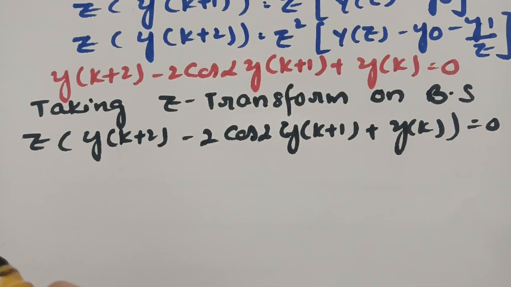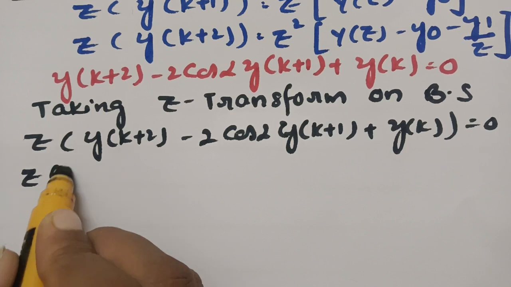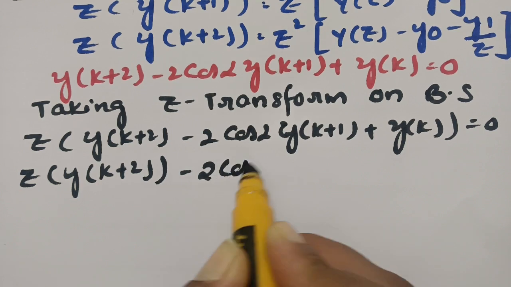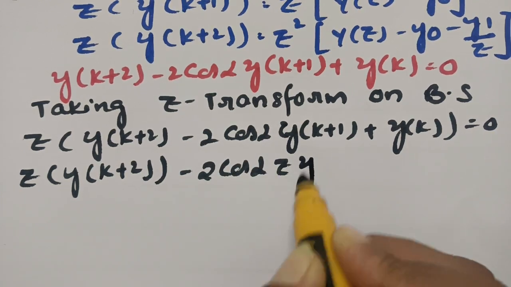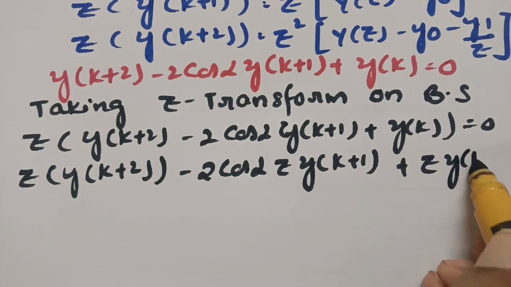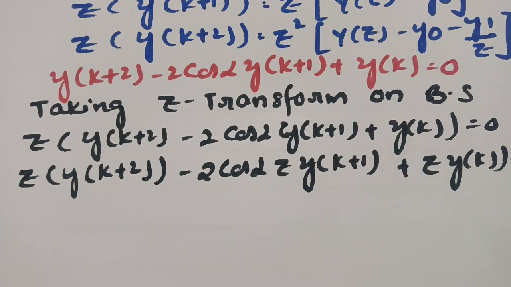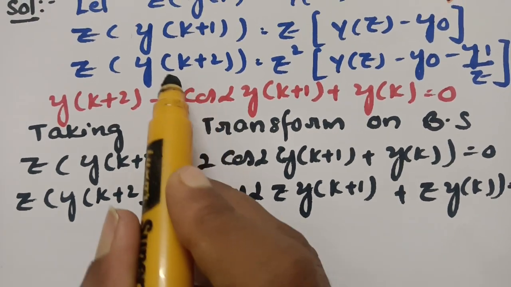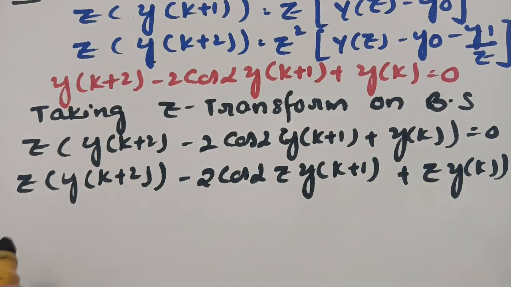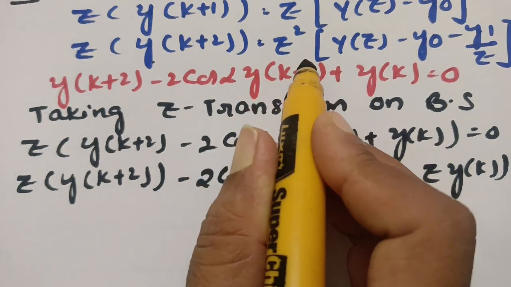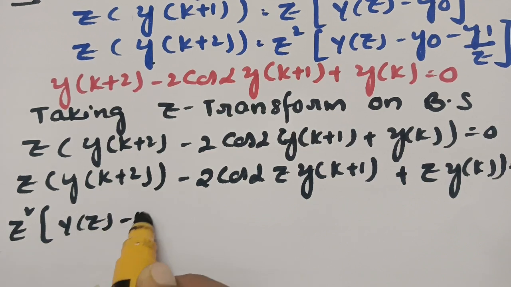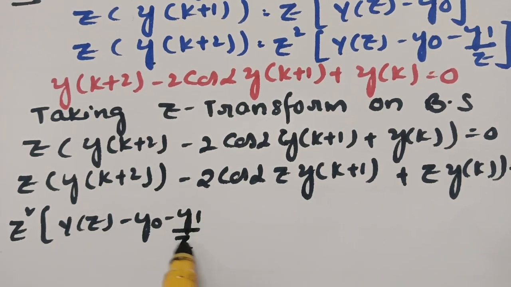And now see here, this can be written as z transform of y of k plus 2 minus 2 cos alpha into z transform of y of k plus 1 plus again z transform of y of k is equal to 0. And see, we have all the values ready here. In place of y of k plus 2, I am writing this whole thing, and this will become z square times of Y of z minus y naught minus y1 by z.